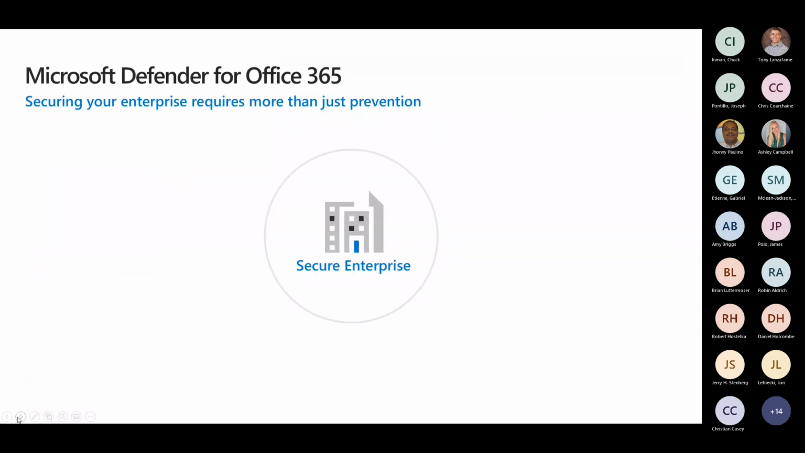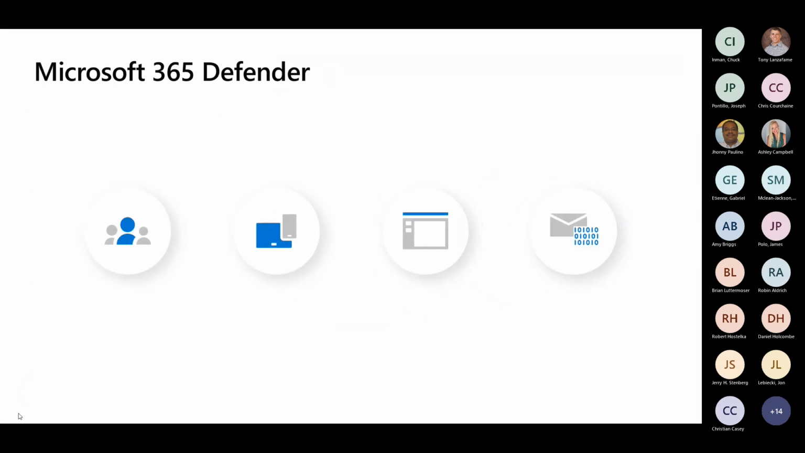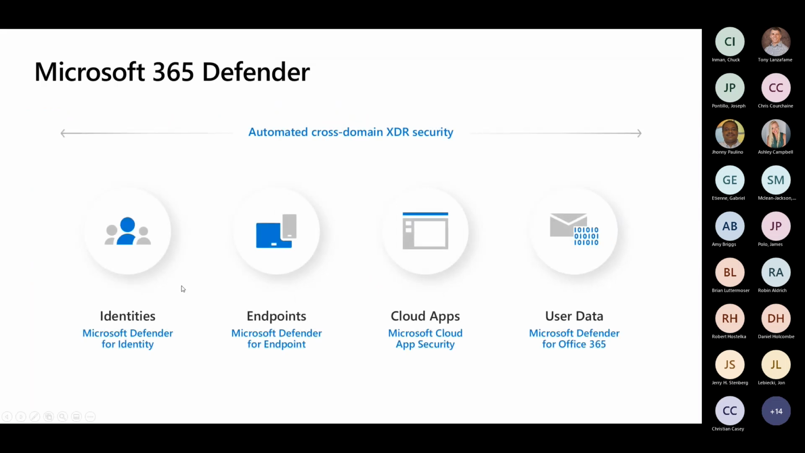So that is how Office 365 works. It's part of our bigger, broader, and we've recently gone through a name change over the last 24 hours, it seems, where we've actually broadened the Defender brand. So we have Defender products for multiple platforms. We have one for identity, endpoints. We also have Defender for cloud apps, and for the email and user data, we talked about Office 365.